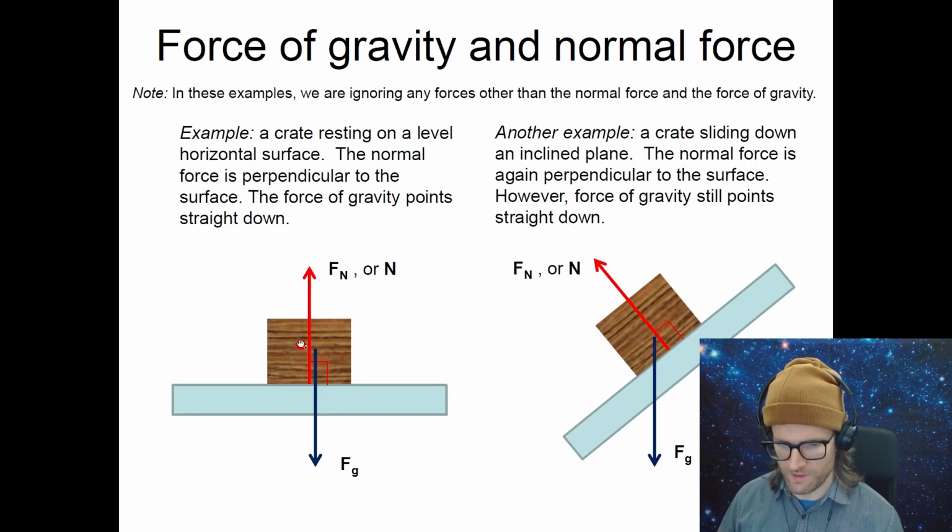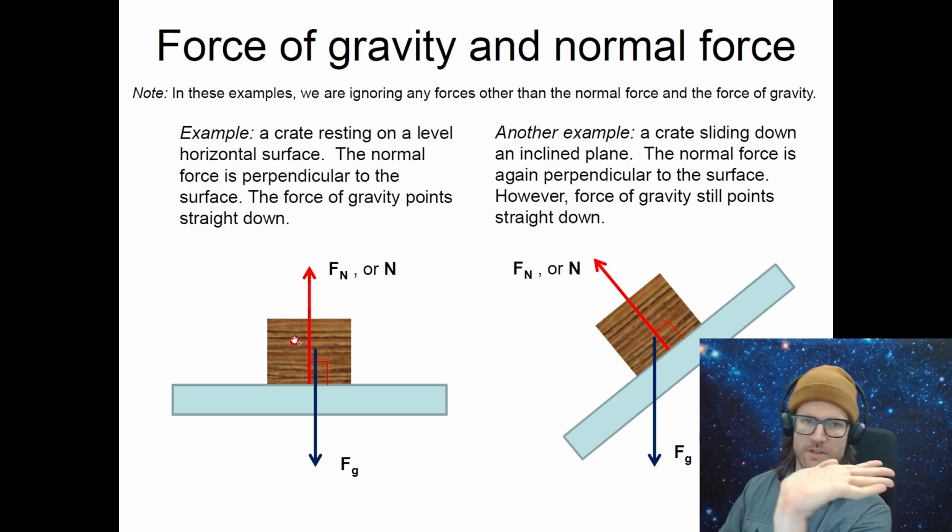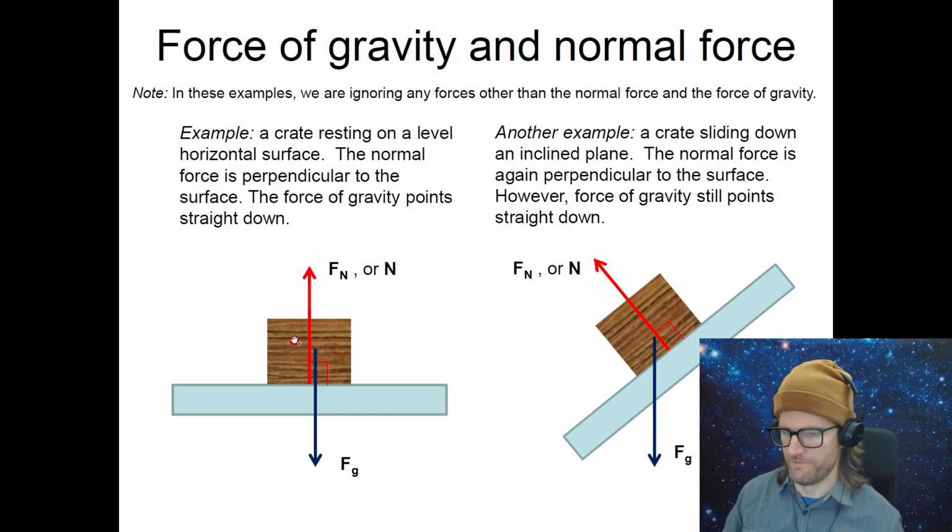We talked about this. Here's a block resting on a surface. The force of gravity is down on the object, pulling it towards the center of the earth. And then the normal force is supporting the block because this platform is in the way. And we call this support force the normal force, because it's acting normal to the surface.